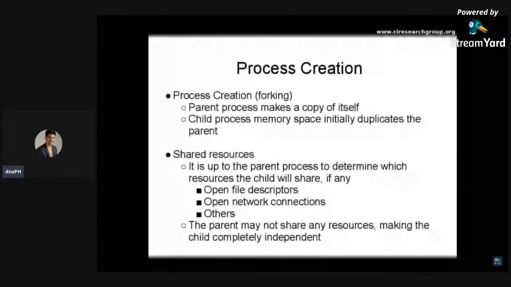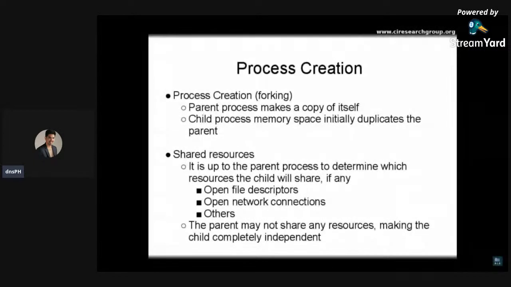Child processes on Unix are created by forking the parent process. The parent process makes a system call named fork, which makes a copy of the parent process. This copy, which is initially a clone of the parent, is called the child process. It is up to the parent process to determine what, if any, resources it will share with the child process.